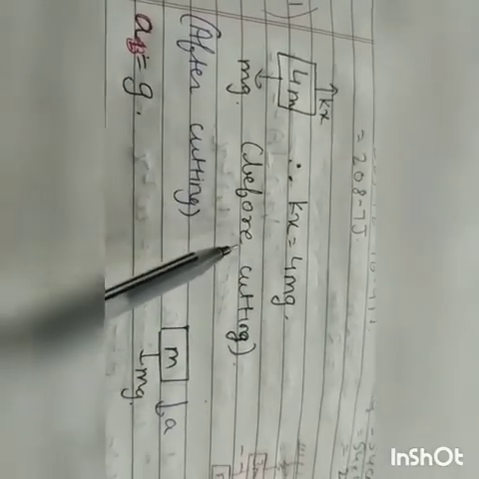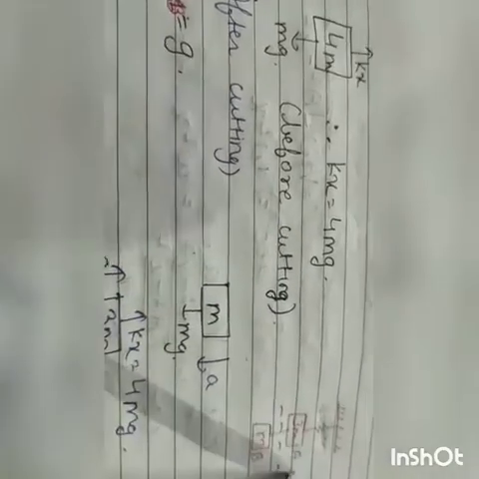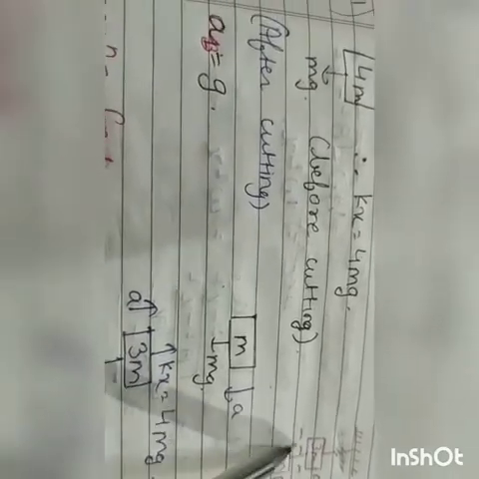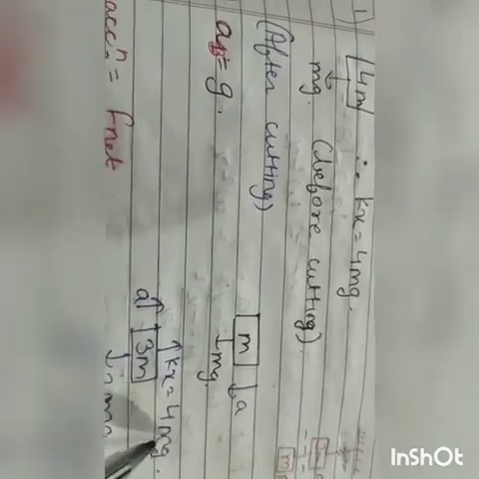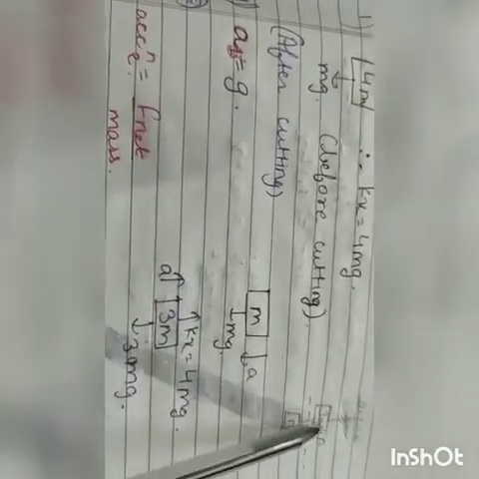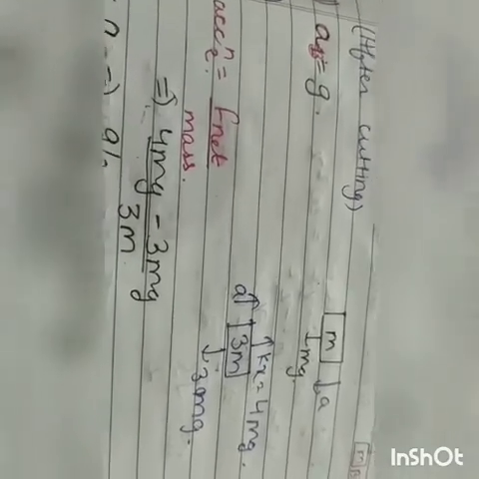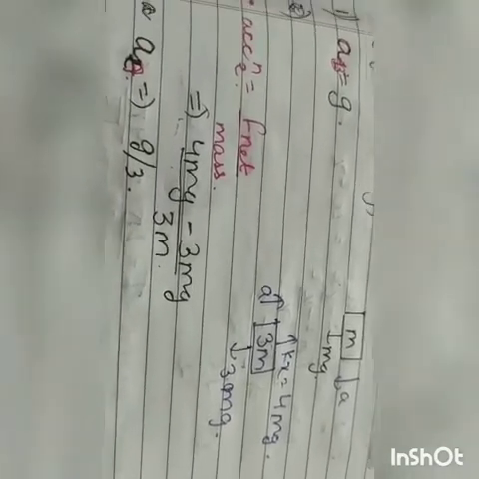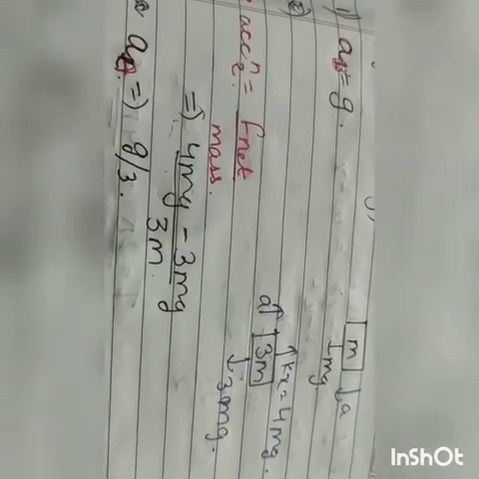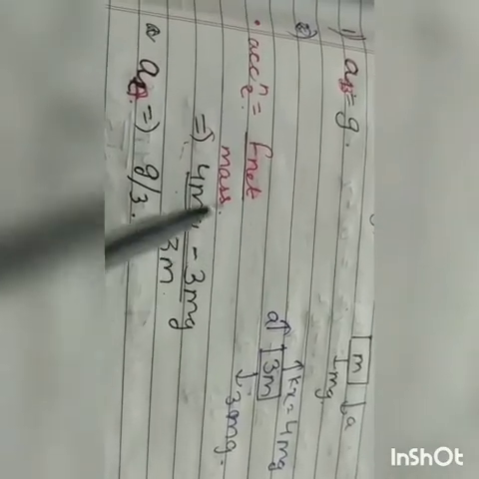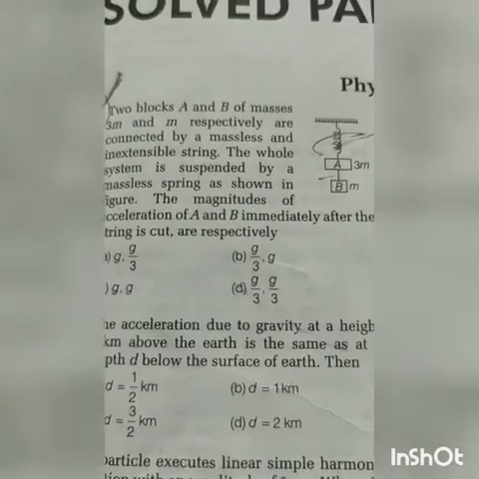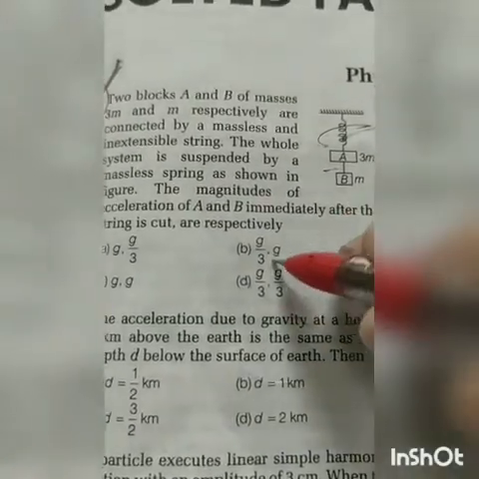After cutting from this place, this body will have a free fall. It will just free fall, so its a will be equal to g. And for this body 3m, acceleration will be net force by mass. So here force will be (4mg minus 3mg) by 3m. So its acceleration will be g by 3. So our accelerations are g and g by 3. So here our correct option is B, this.